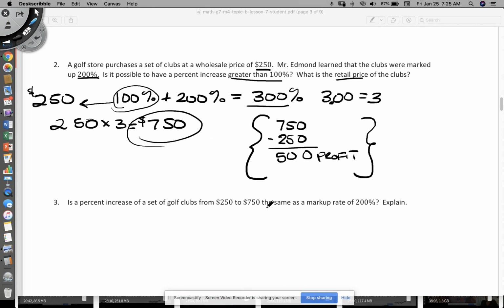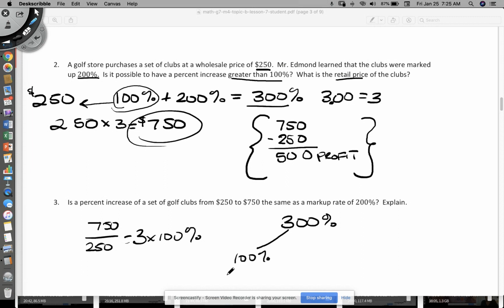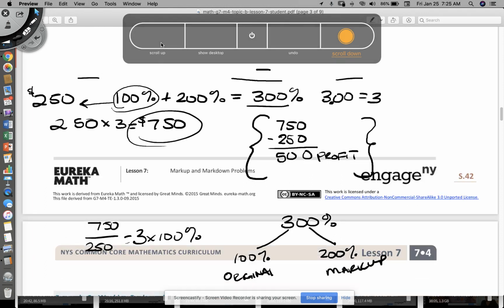So here it says, was this a true 200% markup? Yes, because if we took $750 and we divided it by 250, this gives us 3. And then if we times that by 100%, we're going to get back our 300%. So to break this down, 100% of that goes to pay back the original item, what they purchased, or to clear their debt, if you want to think of it that way. Then the other 200% was pure markup. Markup / profit, however you want to think of it. So there you go. So yes, it was a markup of 200%. All right, let's move on to the next ones here.